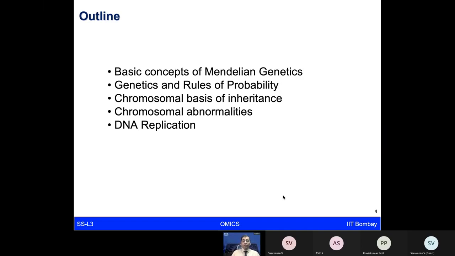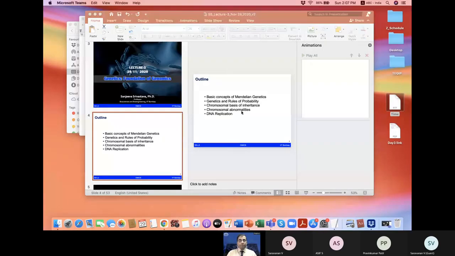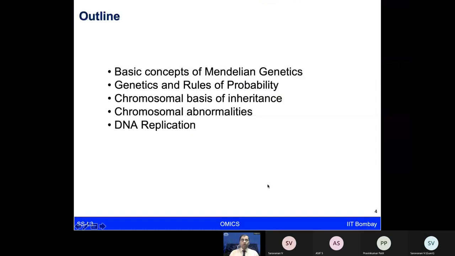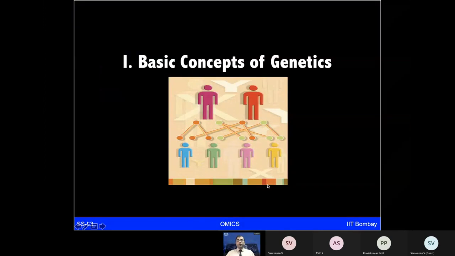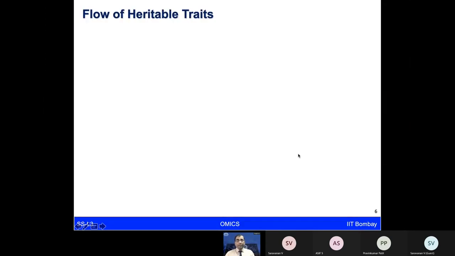These are some basic concepts, but as I go along and give you some examples, you will see that they have some rationale and logic about how the genetic concepts and the genes get transmitted from one generation to another. All right, so let me start first with the basic concepts of genetics.